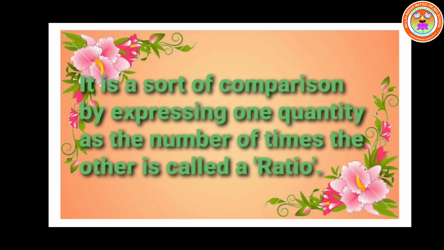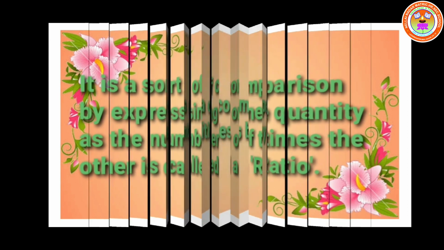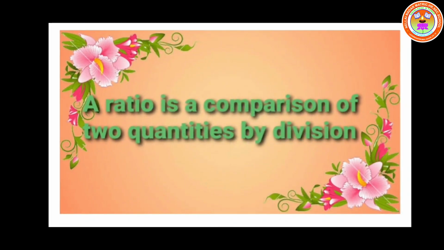It is a sort of comparison by expressing one quantity as the number of times the other is called a ratio. It is a comparison, that is comparing any two quantities by using the number of times, that is called ratio. In a simple word you can express it as a ratio is a comparison of two quantities by division. This is called as a ratio.